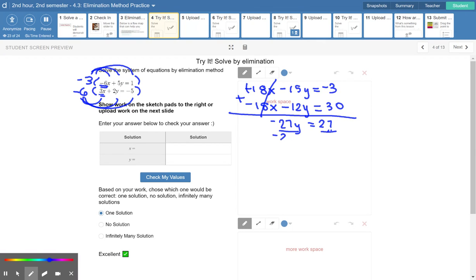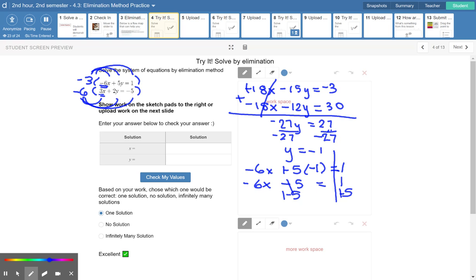So then we are going to divide by negative 27. So we have y equals negative 1. Plug this back into one of the original equations. I will choose the first one. Instead of y, we're going to replace it with negative 1. So negative 6x minus 5 equals 1. We're going to add 5 to both sides.